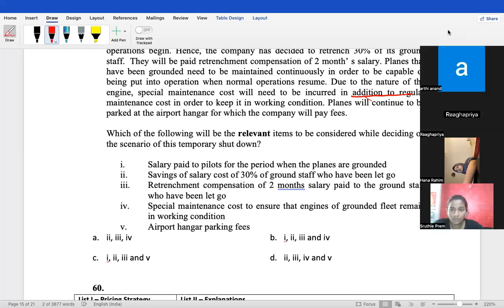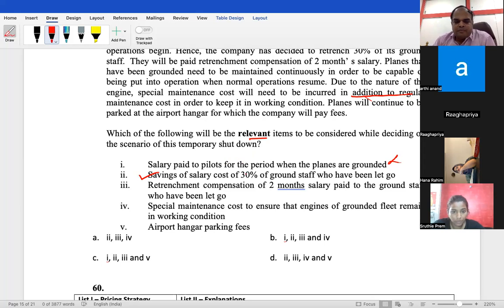Are you able to follow the story? All of you? Yes, sir. For the first statement: salary paid to pilots for the period when the planes are grounded. Savings of salary. Relevant or irrelevant? Irrelevant, because it's a committed cost. Savings of salary cost of 30% of ground staff who have been let go, then it's a relevant cost, right? Only if the shutdown happens, I can save 30%. Therefore, relevant for decision making.